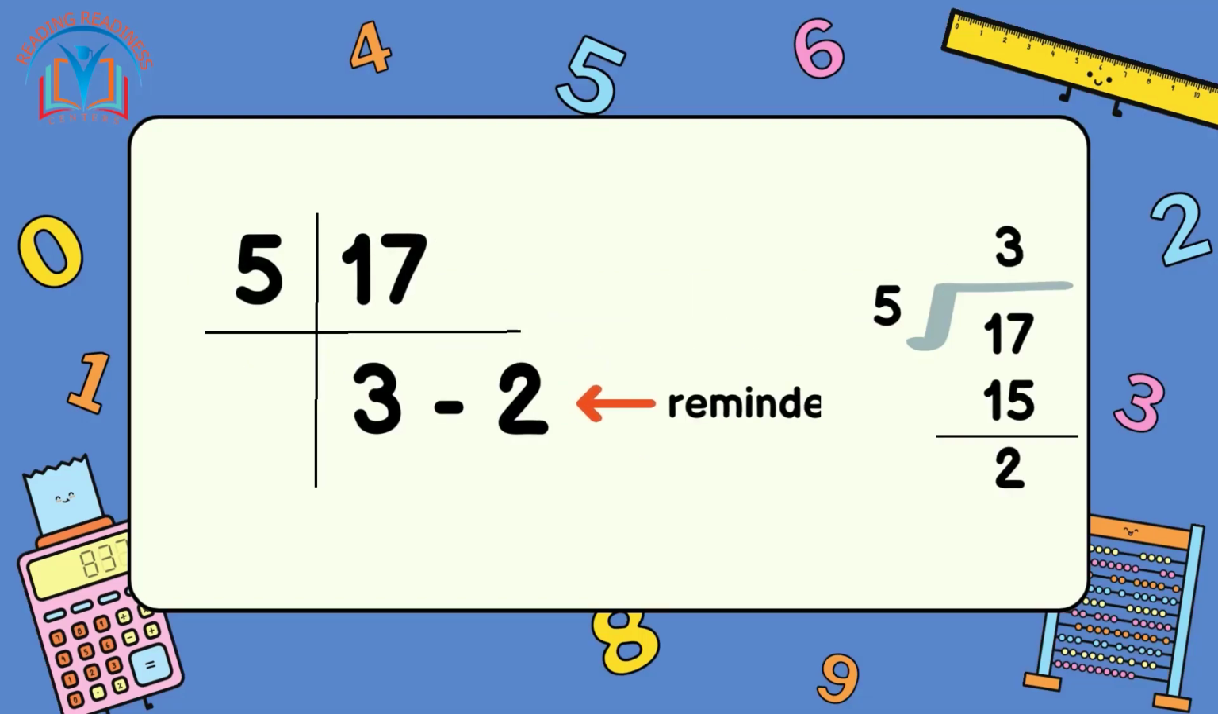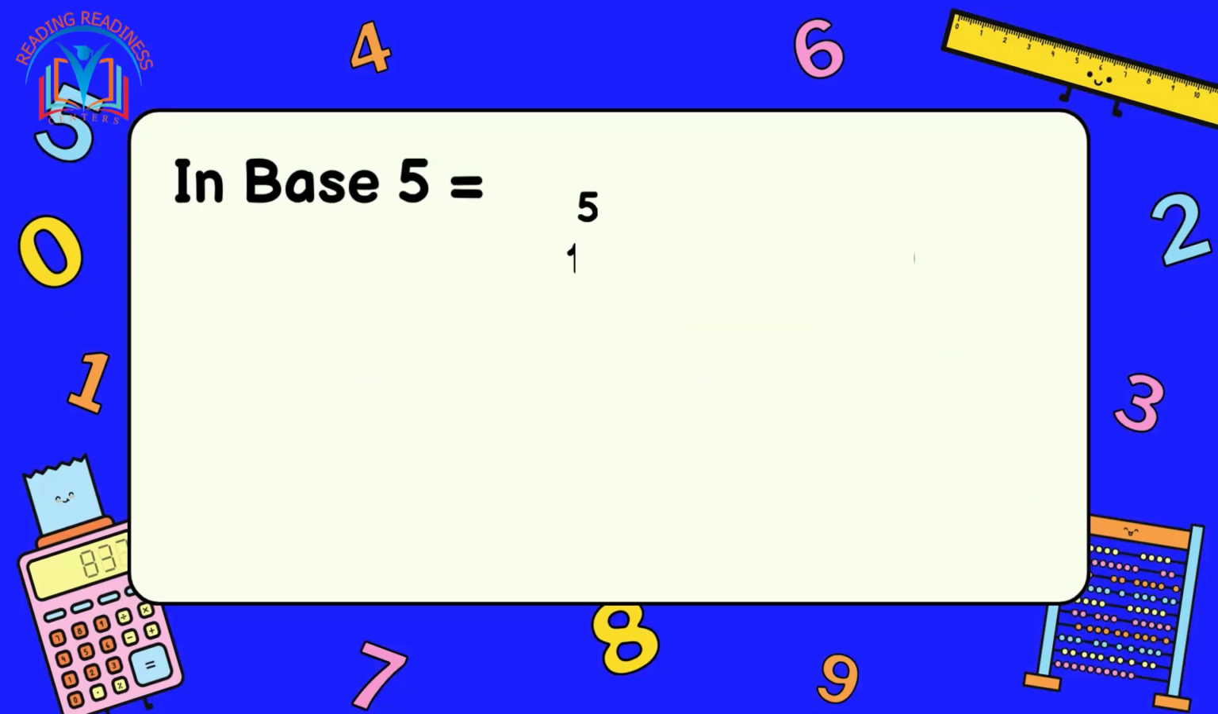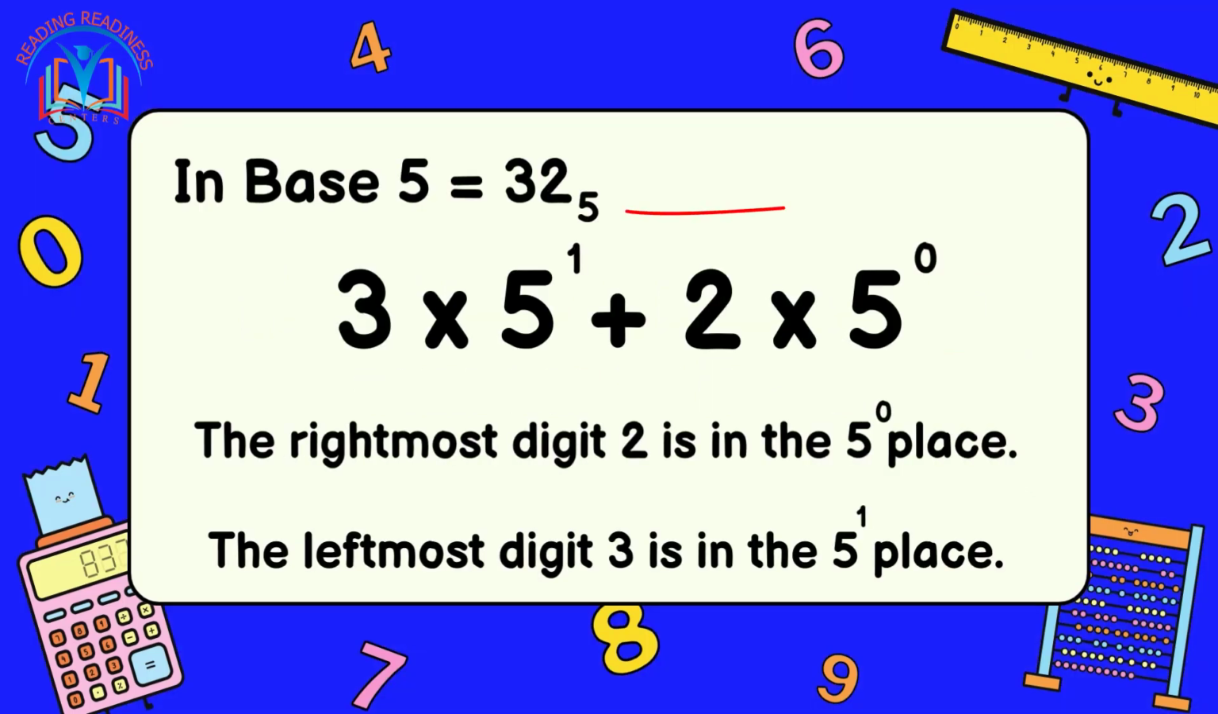Start with the LCM of the base, which is 5. Divide the number 17 by the number 5. This tells us that we have 3 times 5 equals 15 plus a remainder of 2. This is how in base 5 the number 17 is 32. In base 5, the digits represent powers of 5. The rightmost digit is 5^0, the next one to the left is 5^1, and so on. The rightmost digit 2 is in the 5^0 place. The leftmost digit 3 is in the 5^1 place.